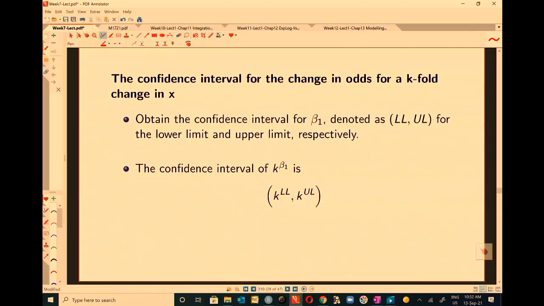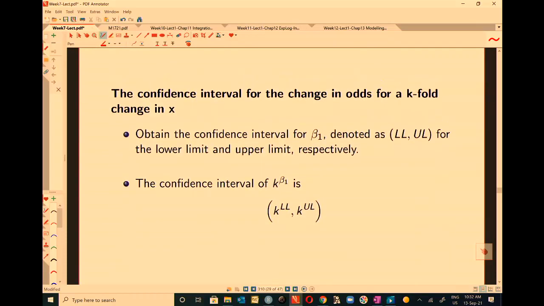To obtain a confidence interval for beta 1, if L and U are the lower and upper ends of the confidence interval for beta 1, and I want the confidence interval for the k-fold increase, then it just becomes k to those powers. We just transform the confidence interval in the same way as we transform the actual observations, or in this case, the actual output, if you like. Nothing much changes in that sense. Those are things we've done before. You can change from proportion to percentage for a confidence interval. The same kinds of ideas happen here.